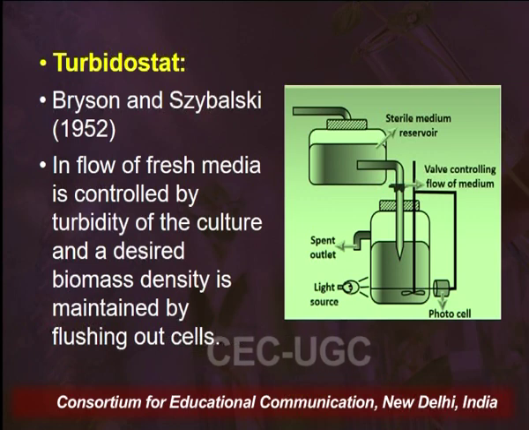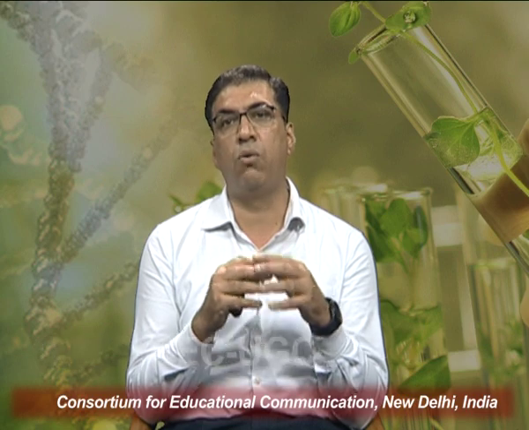Here you can clearly see in the diagram, this turbidity is determined by the photocell, which is placed in the near vicinity of the culture vessel. So this photocell measures the optical density of the culture media, and it sends signals towards the valve sensors. So if the turbidity or the optical density of the culture media increases, it sends a signal to the sensor of the fresh media valve. The valve gets open and the fresh media enters into the culture vessel, thereby maintaining the required turbidity.